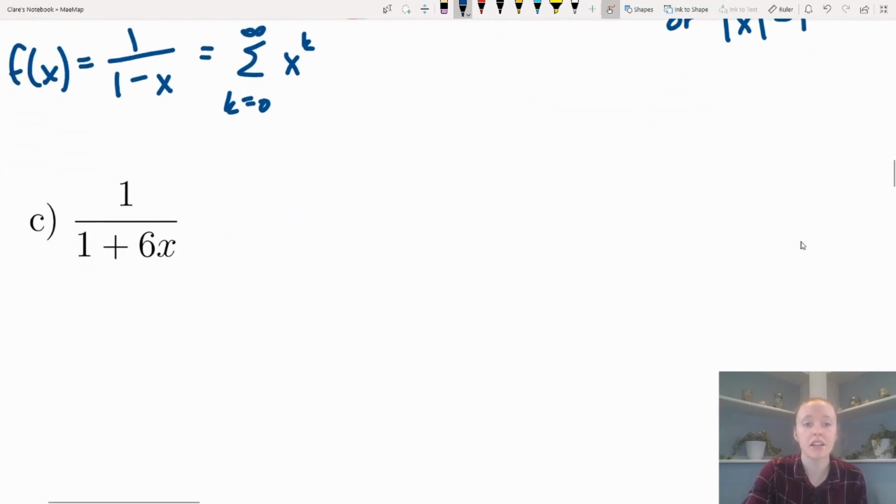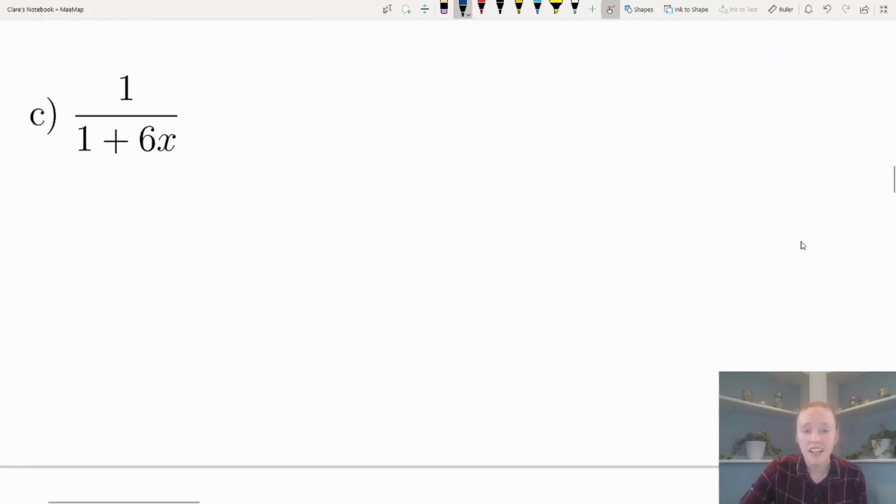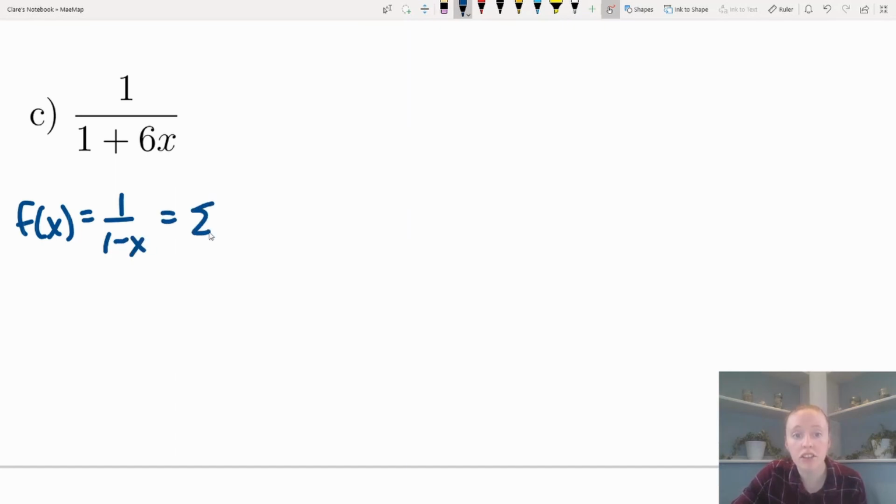And then lastly, part C, which is very similar to part B. Remember that f of x equals 1 over 1 minus x, and that's equivalent to the summation from k equals 0 to infinity of x to the k.